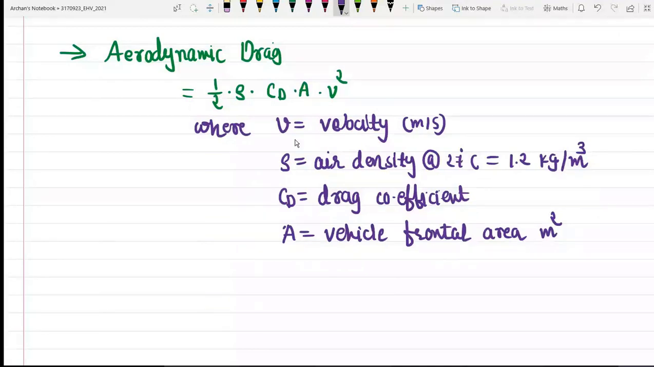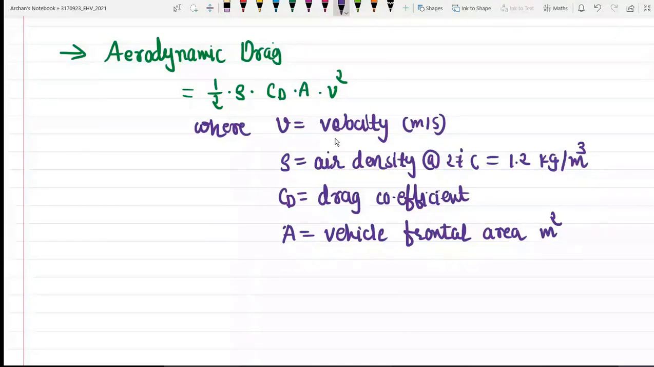Suppose I want to move my vehicle, and if my generated force is equal to the aerodynamic drag, then the vehicle is not going to move. I will have to generate more force than this aerodynamic drag, then we will be able to move that particular vehicle. So this is the first kind of force which is opposing the movement of the vehicle.